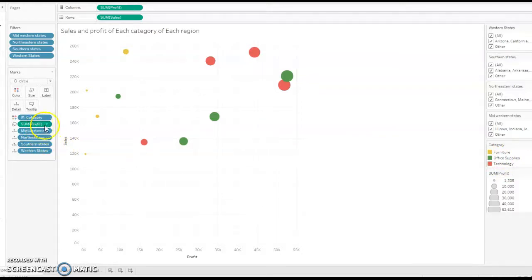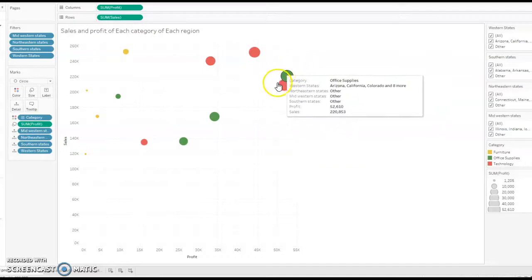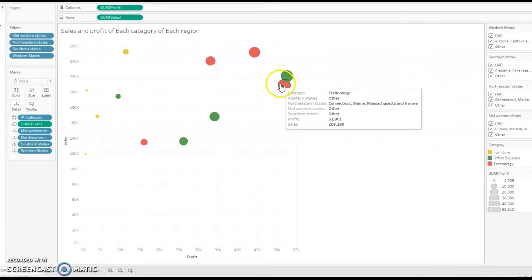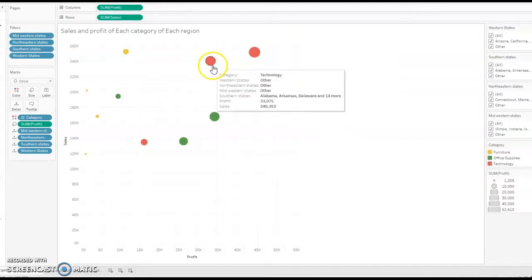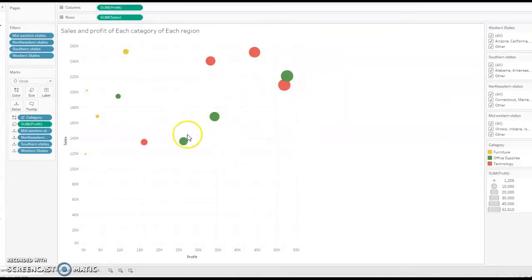And we plot the profit in size. The larger the size is, the higher the profit. And we can see here that for the item technologies, sales and profit is much higher, and for the item office supplies, the sales and profit ratio is also good.